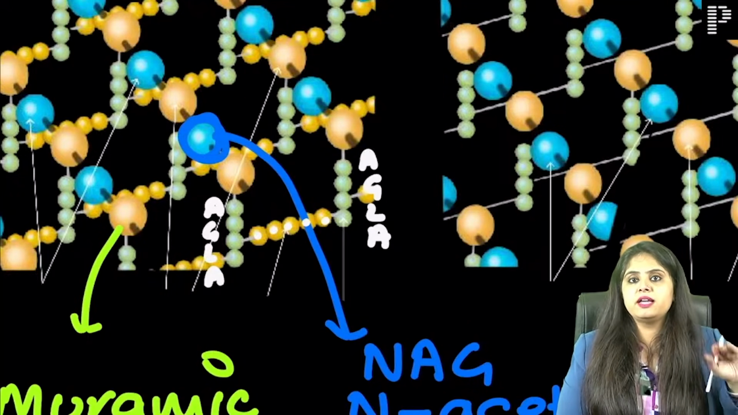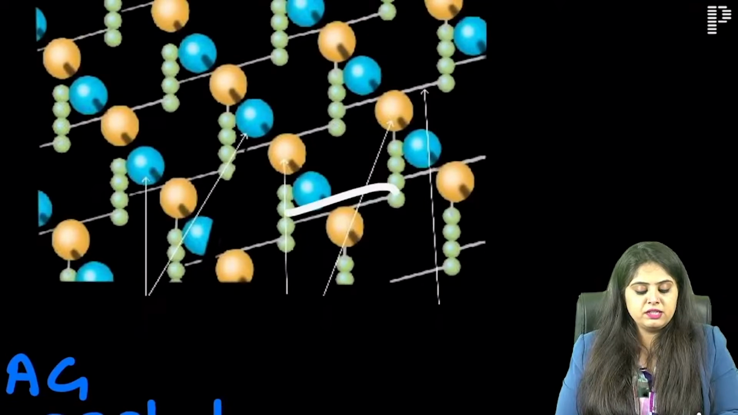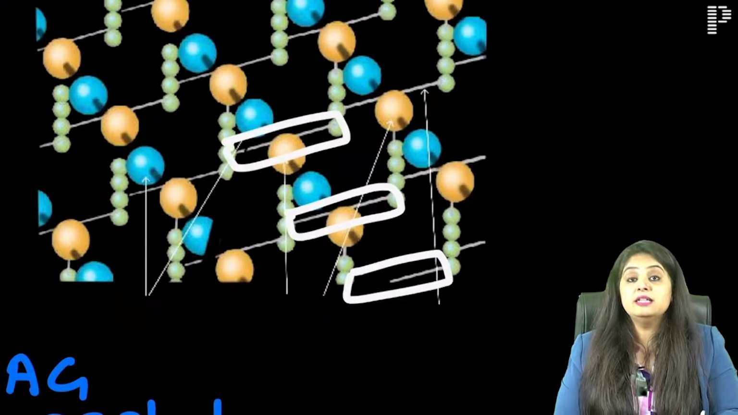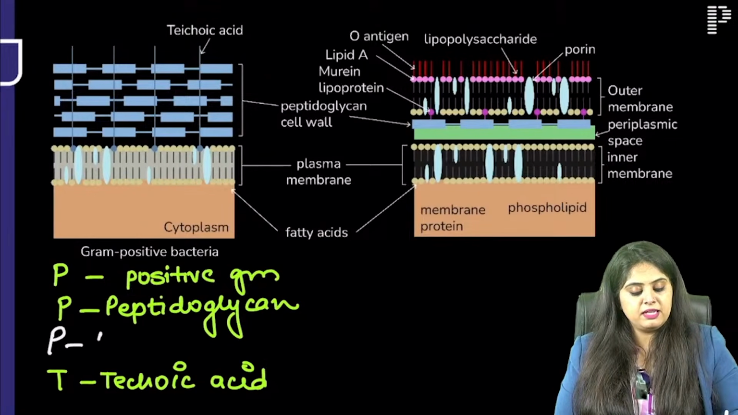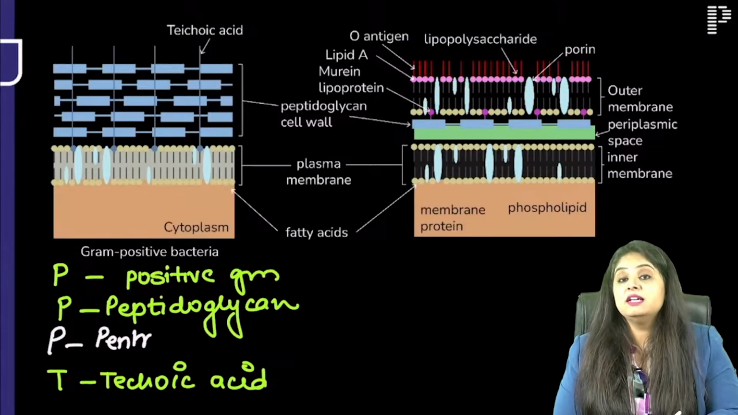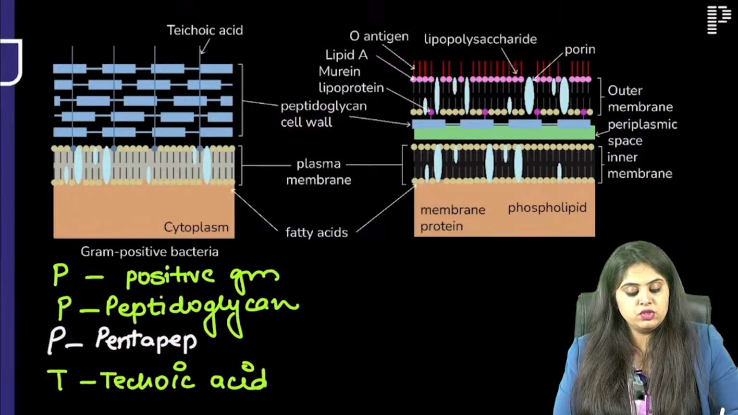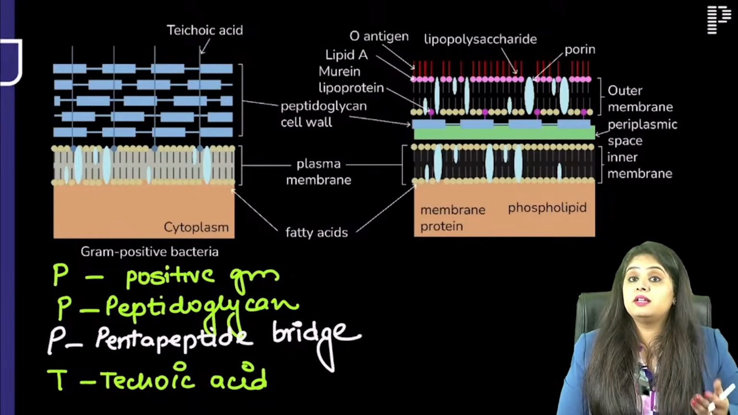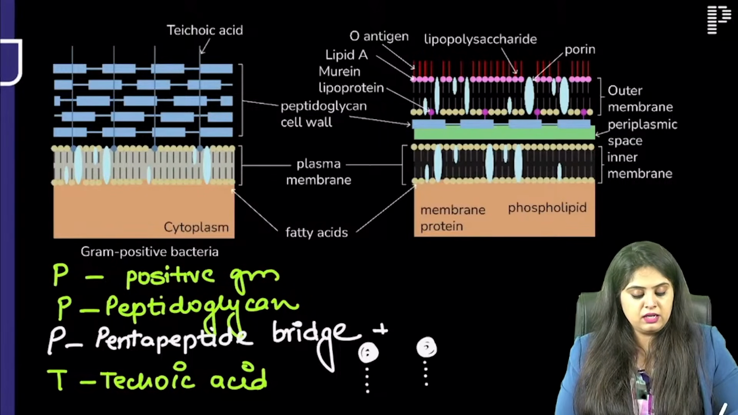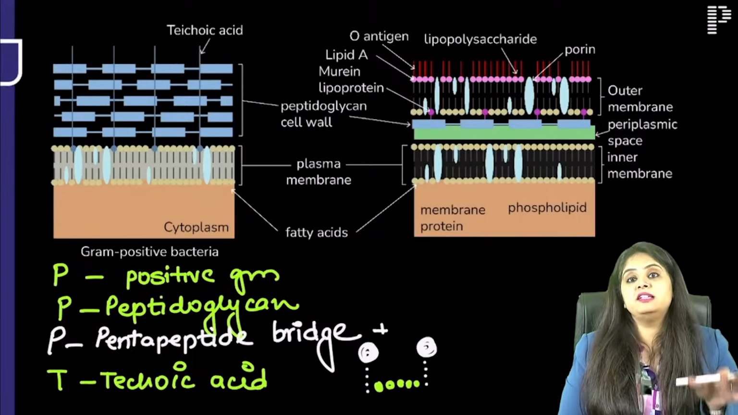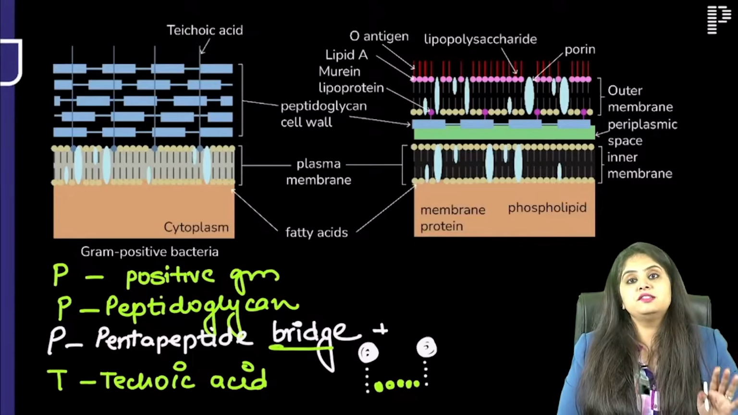In gram positive, what is the connection? 5 proteins. In gram negative, are you seeing any connection? I don't see any connection. That's the final difference that I was waiting for. Out of gram positive and gram negative, which of them is going to have the pentapeptide bridge? Gram positive has the pentapeptide bridge, means if this is the agla, then this is also the agla. So the 5 proteins combining agla and agla, this is seen only in gram positive, that's why I called it a bridge.